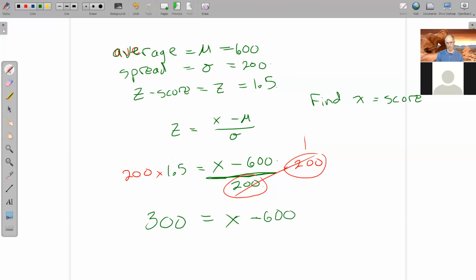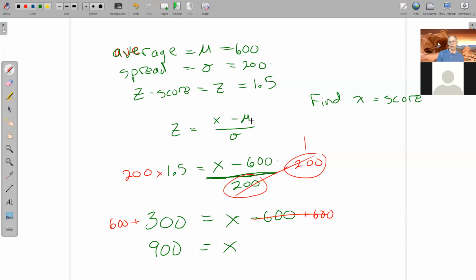To get rid of that minus there, I'm going to do a plus. So I'll add 600 and add 600. I lost 600, I gained 600, so that's a net 0. So I just have x is equal to 900. Just to double check, a positive z-score means they're above average. So a score of 900, yeah, that's above average. And according to the spread, it's a z-score of 1.5. So that's how I use that.